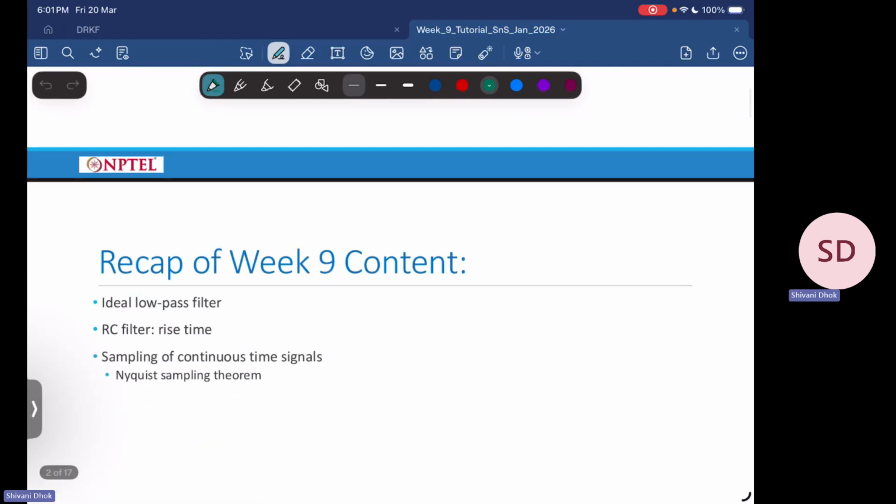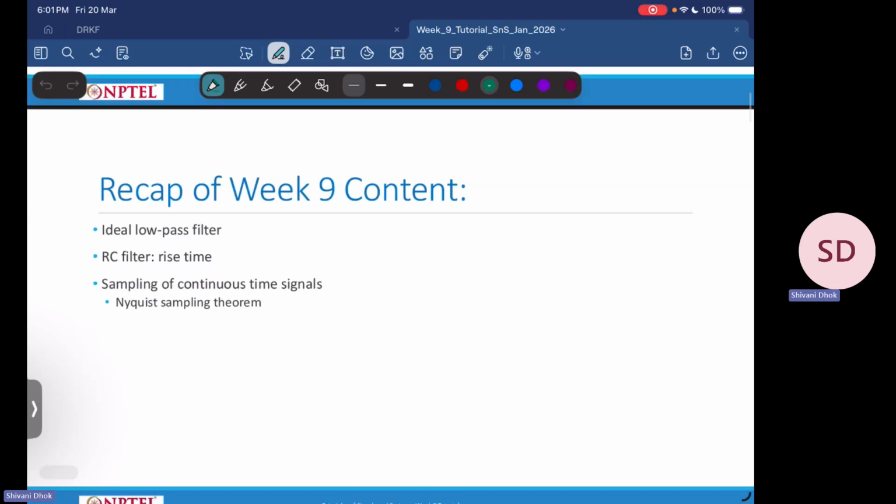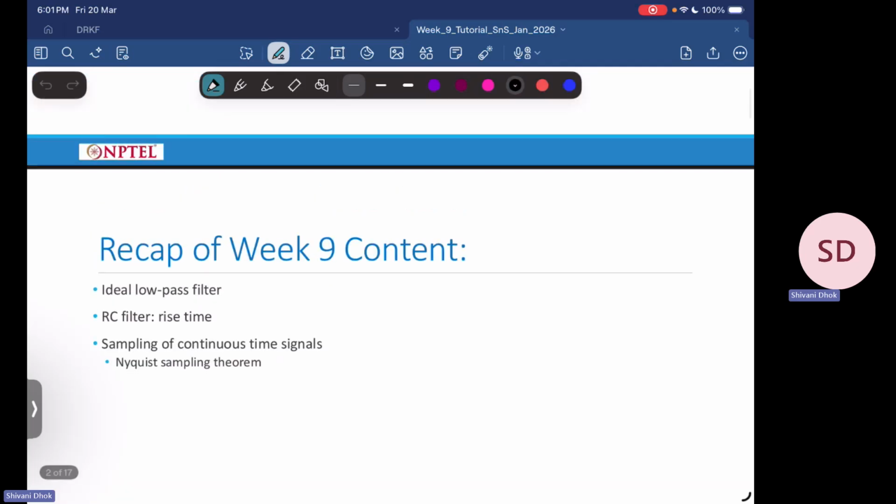Let's quickly start with the recap of week 9 content. In this particular week, we first continued our discussion related to the ideal low-pass filters, and then we looked at the actual implementation, or in practice how these will be implemented.